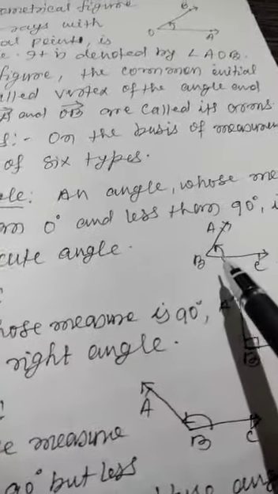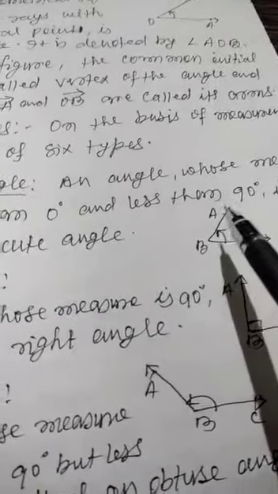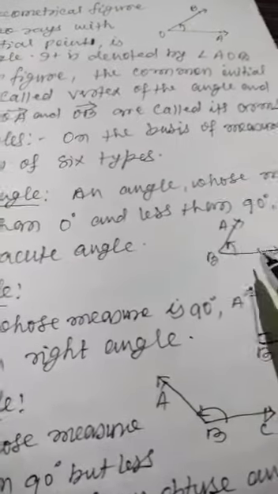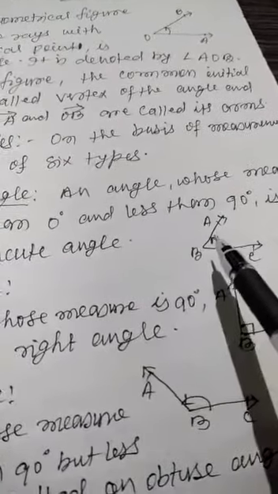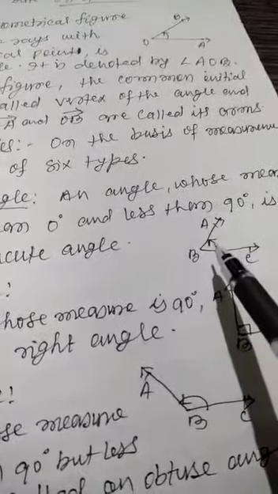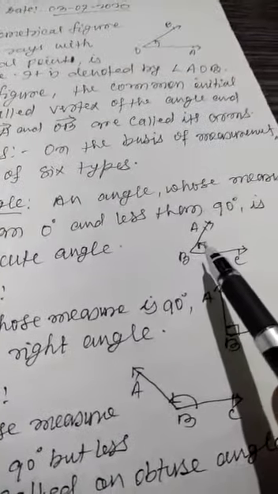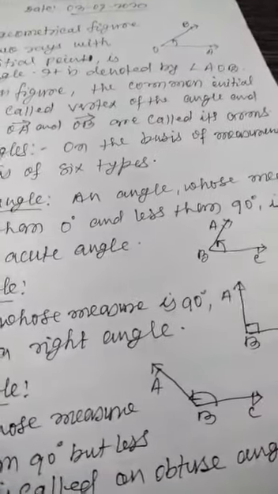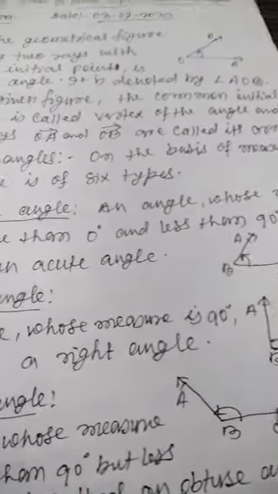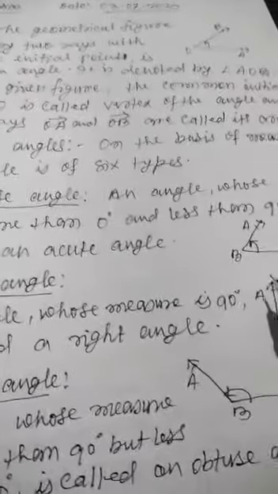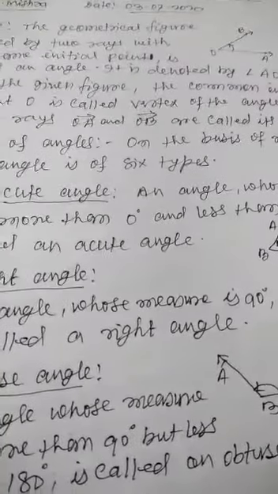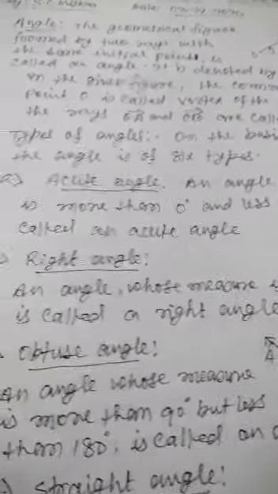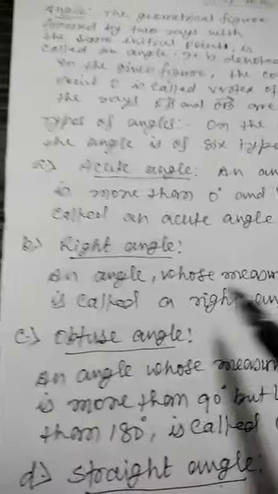You see in the figure. It is angle ABC. Here magnitude, meaning the measurement of the angle, is more than 0 degree and less than 90 degree. So 0 point something to 89 point something, every angle with a measurement in this range is called an acute angle.